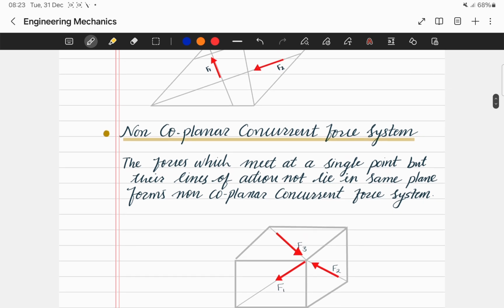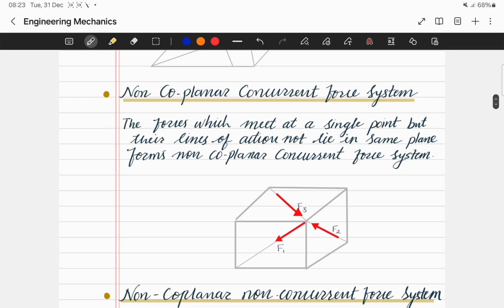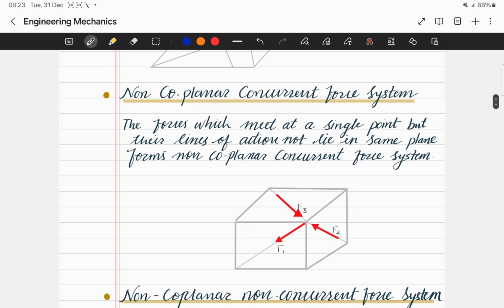Now, non-coplanar concurrent force system. Concurrent means the line of action of the forces is towards the same point. If there are three forces, then all of these three forces are acting towards that point, but they may be acting towards the point or away from that point. Then they are concurrent, but their plane is different.